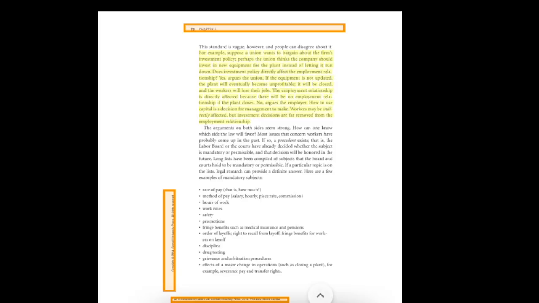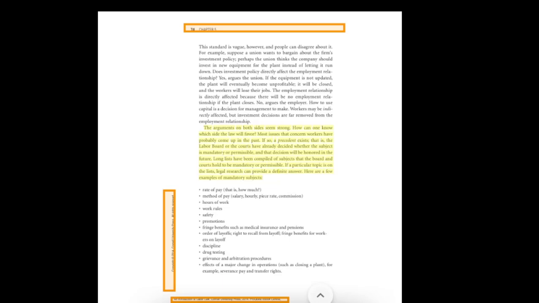No, argues the employer. How to use capital is a decision for management to make. Workers may be indirectly affected, but investment decisions are far removed from the employment relationship. The arguments on both sides seem strong. How can one know which side the law will favor?